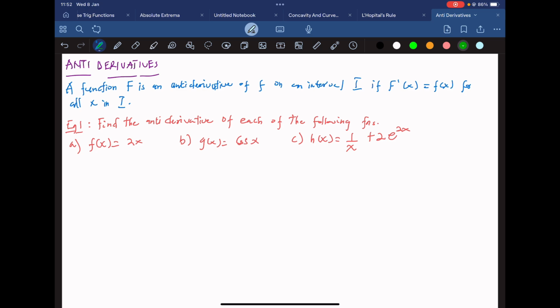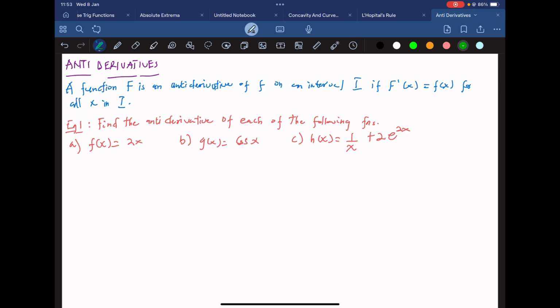Let us get started. Now, a function F is an antiderivative of f on an interval I if capital F prime of x is equal to small f of x for all x in I. So let me explain that. So looking at the first question, we have to find the antiderivative of each of the following functions.